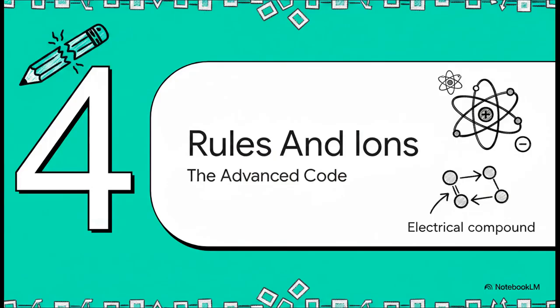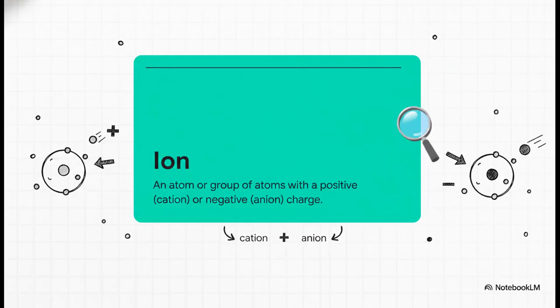Section 4. Special rules and ions. The advanced code. Now, just like English has weird words that totally break the spelling rules, chemistry has a slightly more advanced code for particles that carry an electrical charge. But before we read these advanced names, we've got to define what an ion actually is.